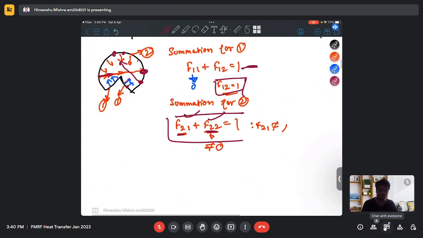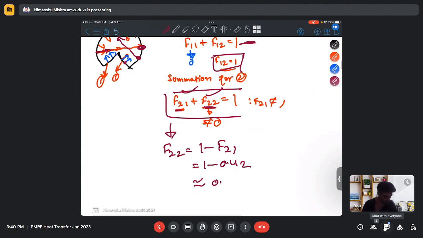Then we can again use the summation rule here to find F22, which is 1 minus F21, which is 1 minus 0.42, roughly equal to 0.58 or so. So this is my F22, which means that, of the radiation coming from surface 2, a fraction F22 is falling on the same surface and 42% of the radiation is falling on surface 1.